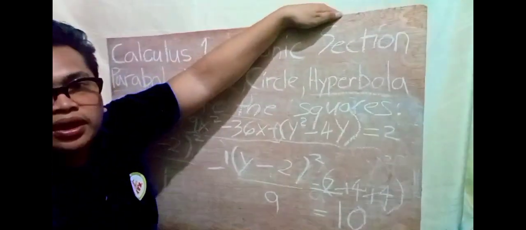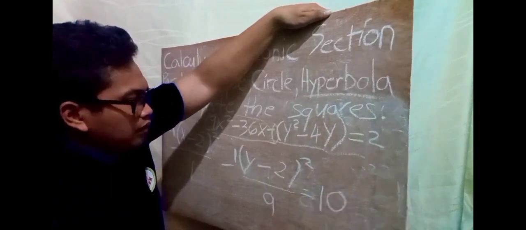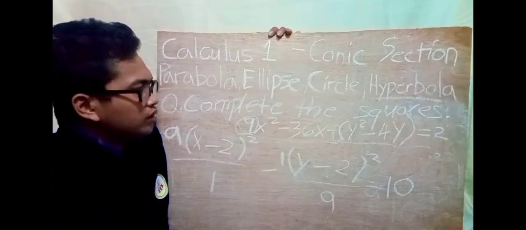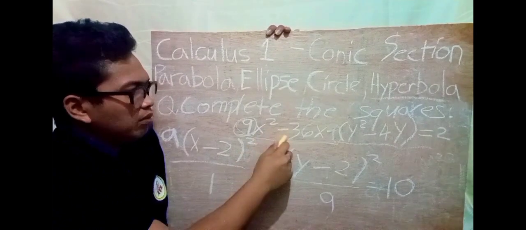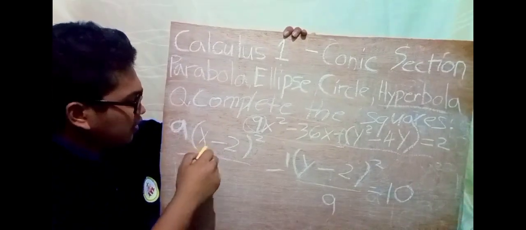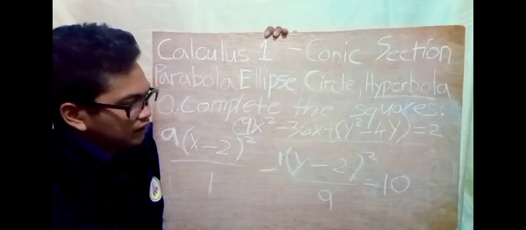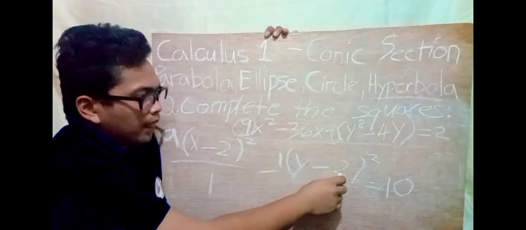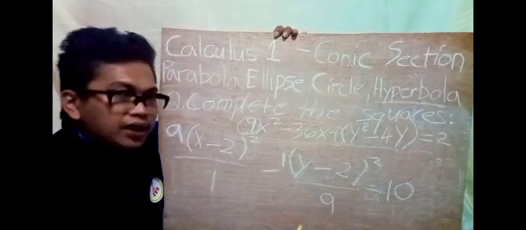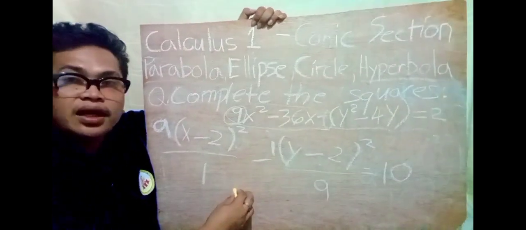For the finale, completing the square: 9x squared minus 36x minus y squared minus 4y equals 2 becomes 9 times (x minus 2) squared, minus (y minus 2) squared, equals 10. That is completing the square using a hyperbola.